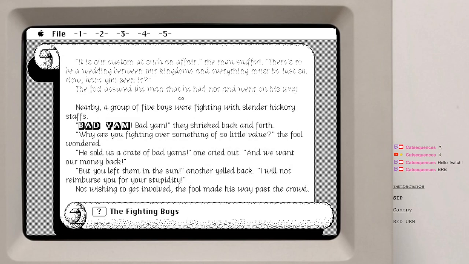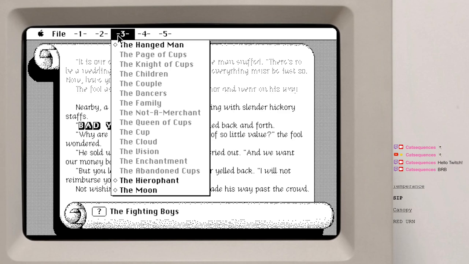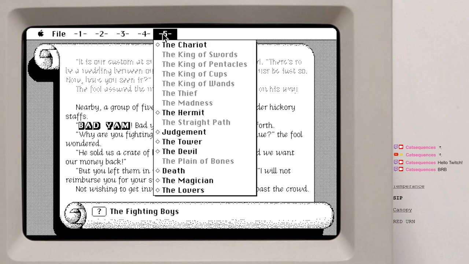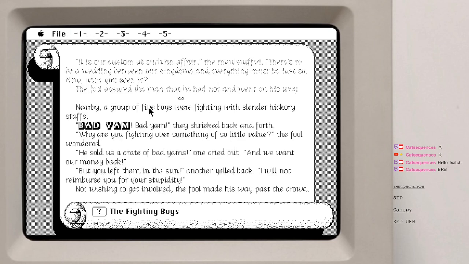Goodness, it's bad yam. Okay, thanks, Handel. I've got a handle on this. We need to write about the fighting boys. That's not a thing, is it? Where's the fighting boys? Oh, back there. Okay. I don't remember that in the tarot deck.